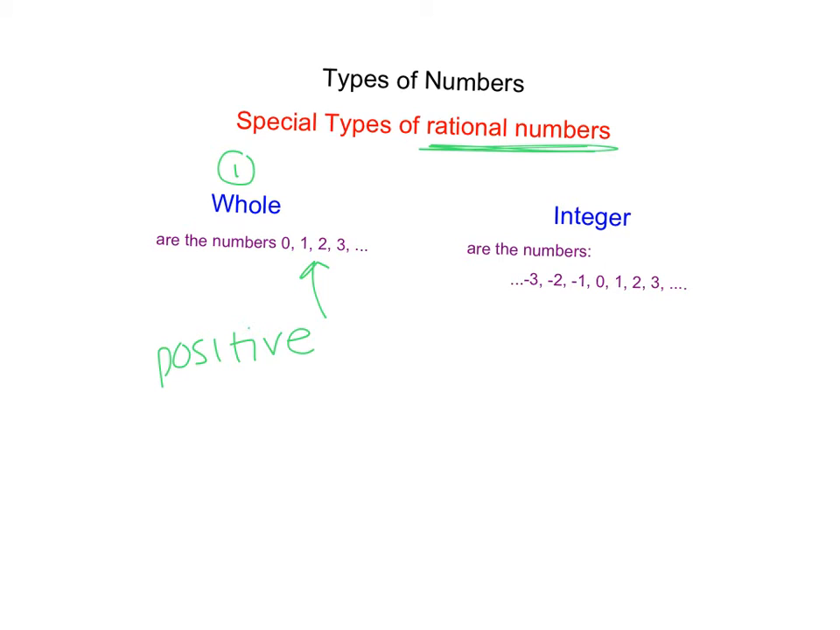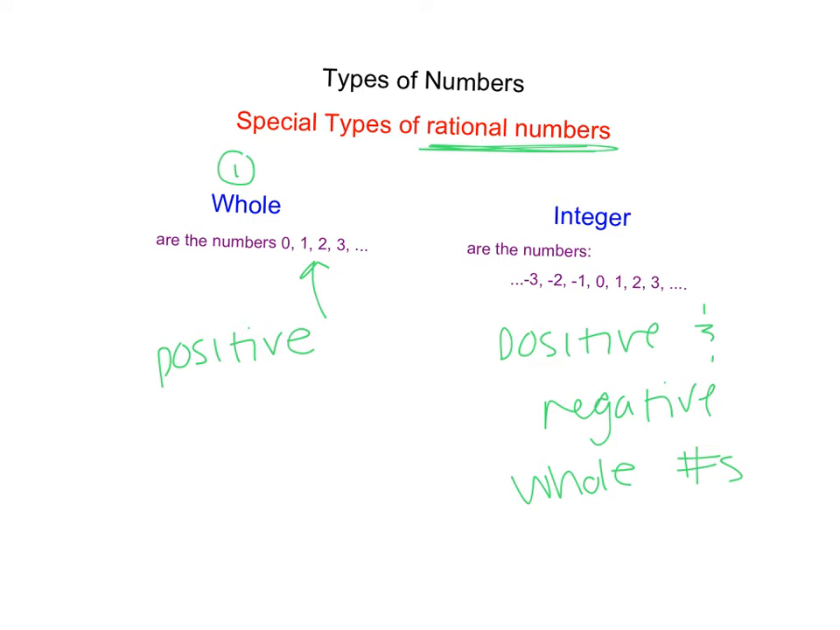Now, an integer, on the other hand, is essentially all of the positive and negative whole numbers. So you take all of those whole numbers and you turn them into the positive versions and the negative versions. So something to note here is that integers have no decimals. And also the whole numbers, because they're counting numbers, have no decimals. So these are two types of very, very specific rational numbers. And you'll need to be able to classify or decide if something is an integer, if something is rational, things like that.